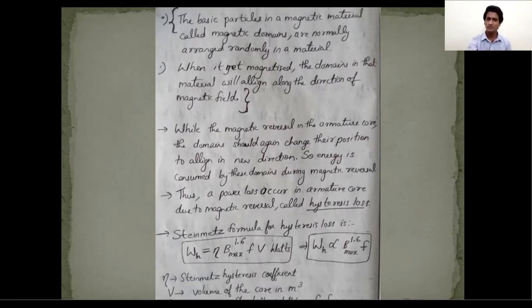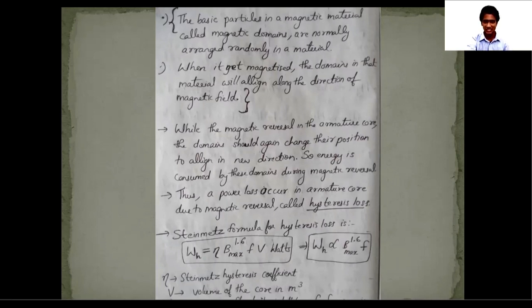Thus, a power loss will occur in the armature core due to the magnetic reversal, and that power loss is caused by the direction change of my magnetic domains, and that loss is called hysteresis loss. Steinmetz has developed an equation for hysteresis loss: hysteresis loss is equal to eta into B max raised to 1.6 into F into V, where eta is the Steinmetz hysteresis coefficient, B max is the maximum flux density, F is the frequency, and V is the volume of the core in meter cube.